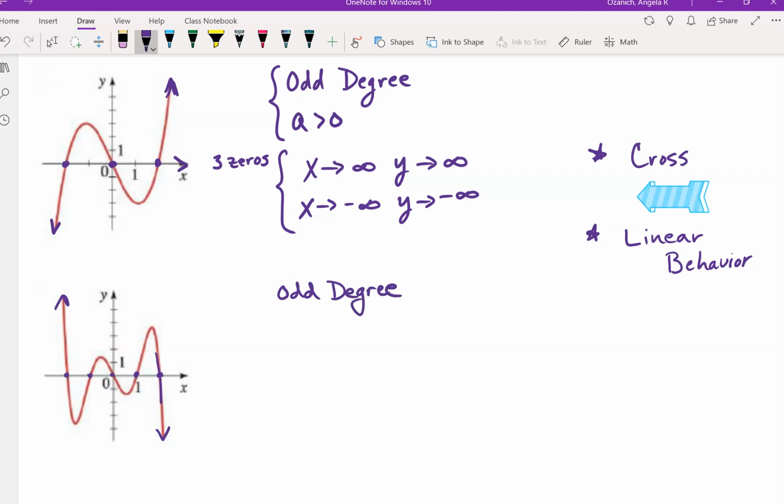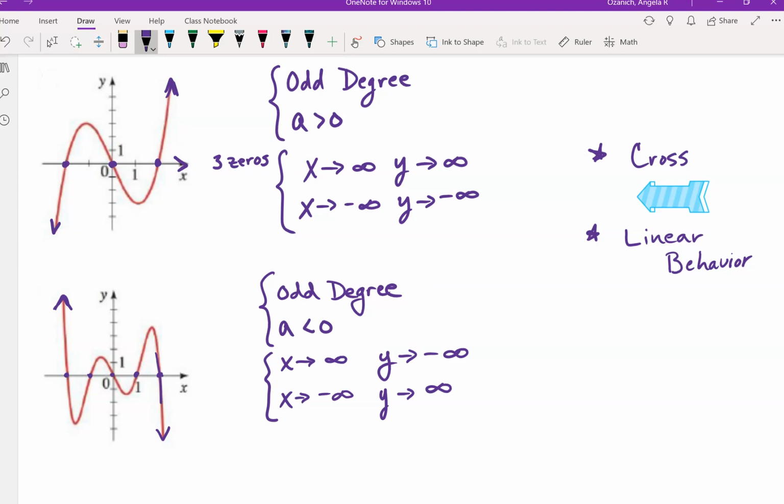And I know by looking at this picture, because it's up on the left and down on the right, that my a value is going to be less than 0. It's kind of like going down from left to right across my graph. And so my behavior is going to be as x goes to infinity, y goes to negative infinity this time. It kind of switches up. And as x goes to negative infinity, or gets really, really small, my f of x or my y values will go to positive infinity. Okay, so here's my odd degree. That's going to be the behavior.